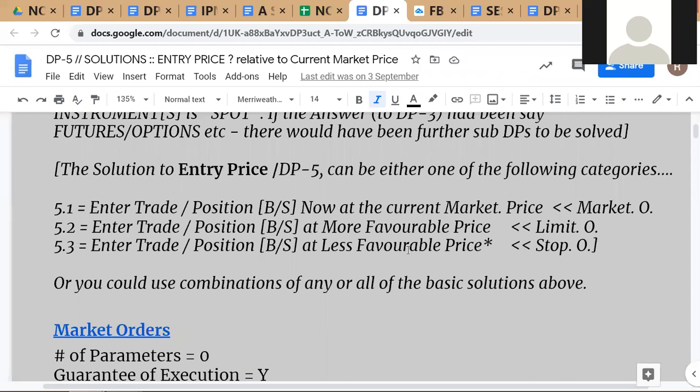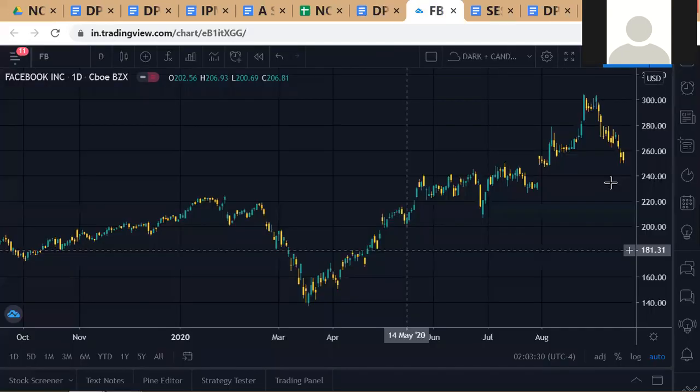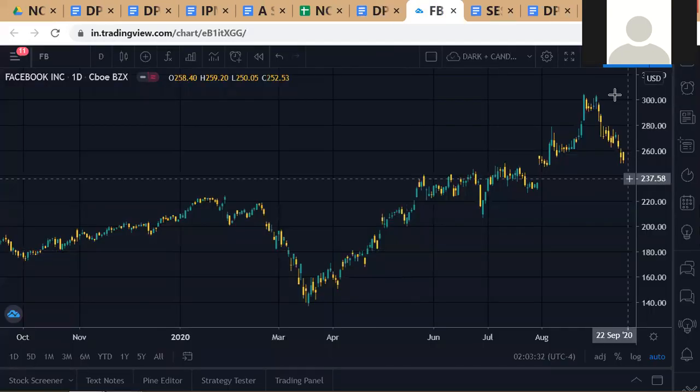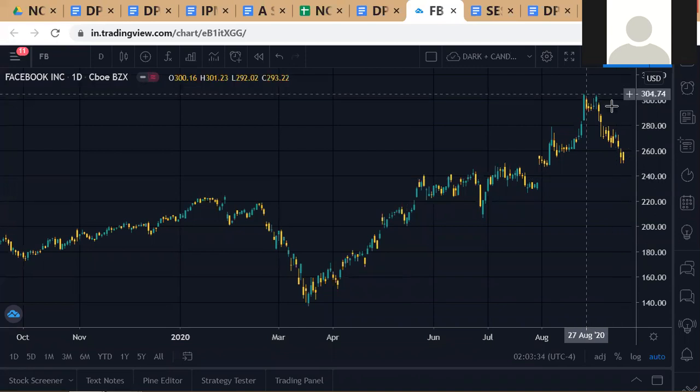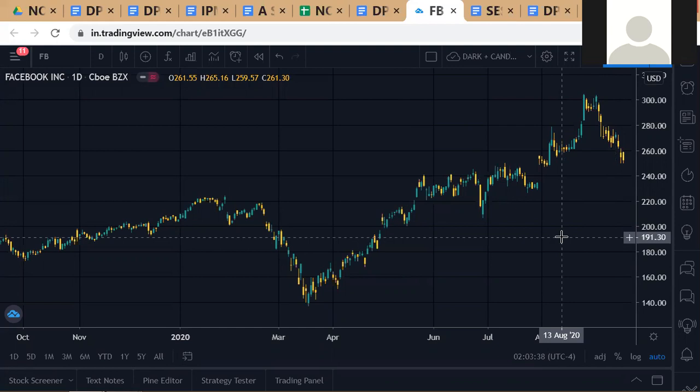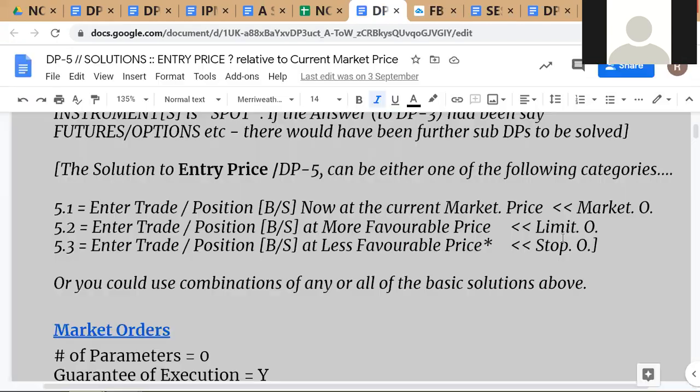And then the third one, which I just explained to you, which is a little unconventional, is entering through a stop order. We'll come to that later on if we want to discuss this point further, but I think you pretty much already have a good understanding of DP5. So you can practice this as you're doing your project. This is what you should do.